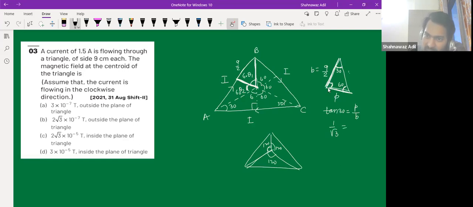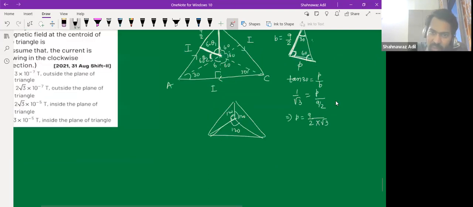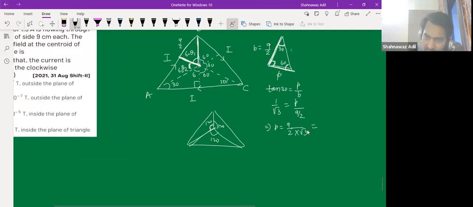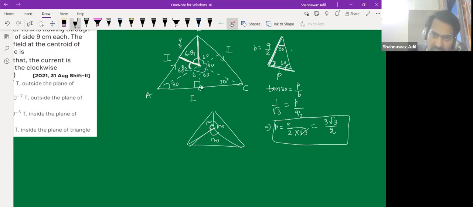This is P, which we have to find out, and B is 9 by 2. So P would be 9 by 2 times 1 by root 3. So this is 3 into 3, so 3 root 3 by 2. So this is the distance. And all these distances would be similar. So this is again 3 root 3 by 2, this is again 3 root 3 by 2, right?